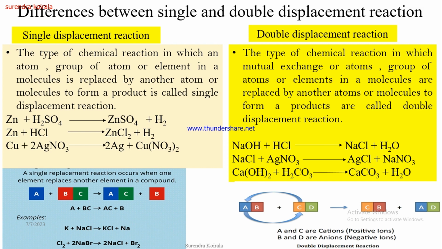In this way, the double displacement chemical reactions take place like this. There is a double displacement of their atoms, groups of atoms, and molecules with each other.